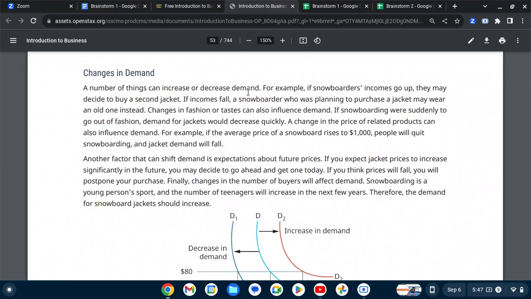Finally, changes in the number of buyers will affect demand. Snowboarding is a young person's sport, and the number of teenagers will increase in the next few years. Therefore, the demand for snowboard jackets should increase.